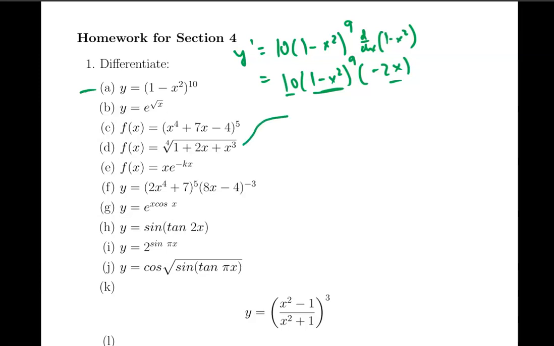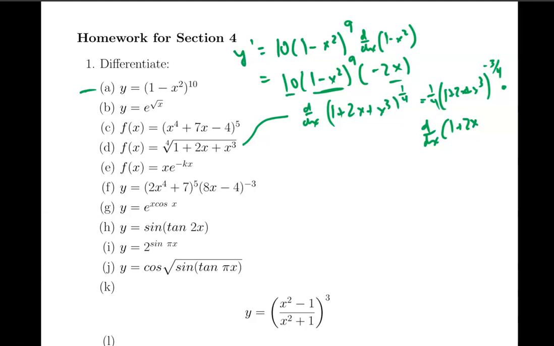Okay. Looking at D, that's the same as taking the derivative of 1 plus 2x plus x cubed to the what power? What's the 4th root? So it's the 1/4. Again, generalized chain rule. So we have a 1/4 times 1 plus 2x plus x cubed to the 1/4 minus 1, which is negative 3/4, times the derivative of what's inside. So you just end up with this times, this is obviously 2 plus 3x squared.